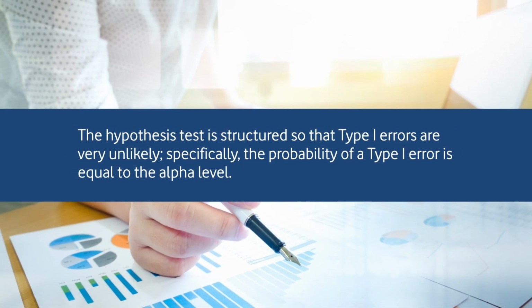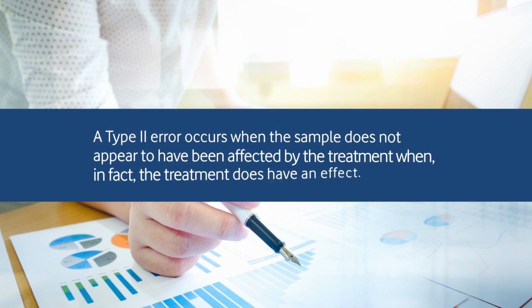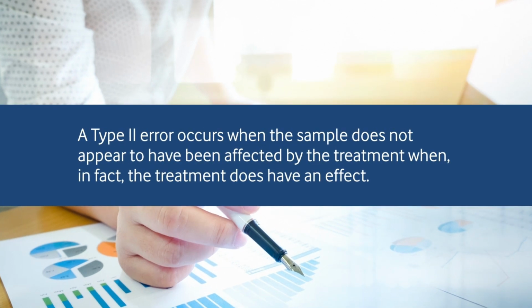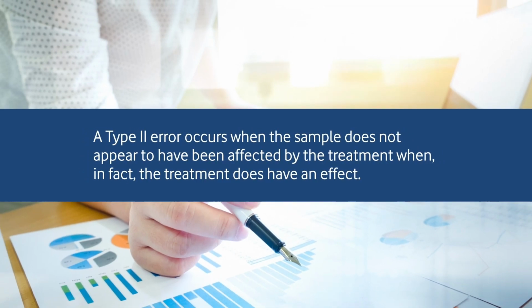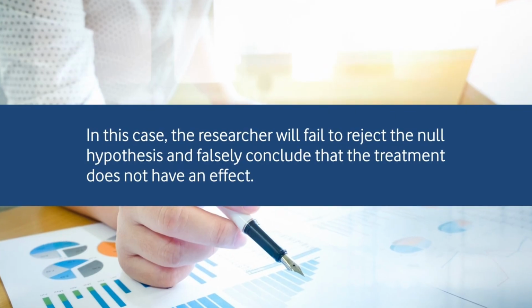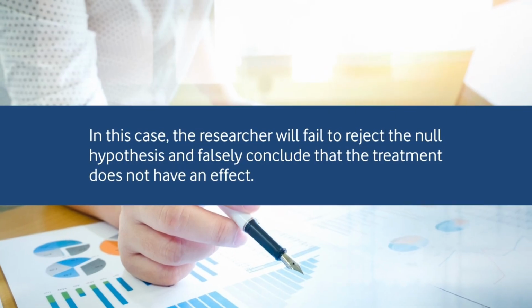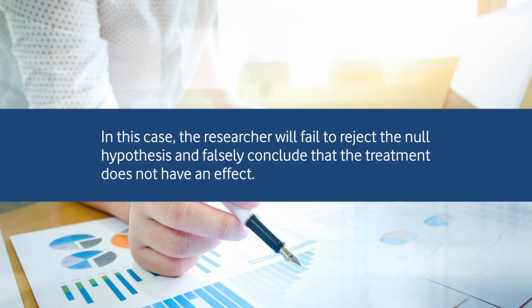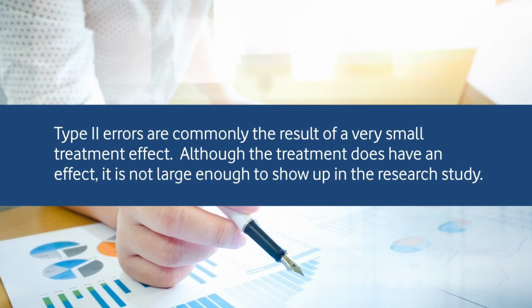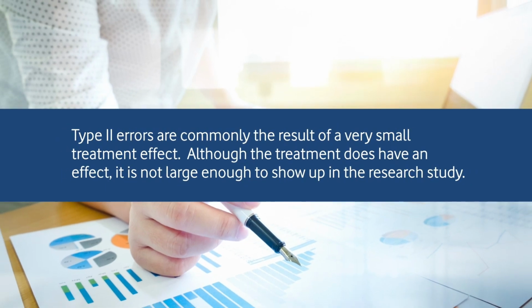So if we talk about the type 2 error, a type 2 error occurs when the sample does not appear to have been affected by the treatment, when in fact the treatment does have an effect. In this case, the researcher will fail to reject the null hypothesis and falsely conclude that the treatment does not have an effect. Type 2 errors are commonly the result of a very small treatment effect. Although the treatment does have an effect, it is not large enough to show up in the research study.